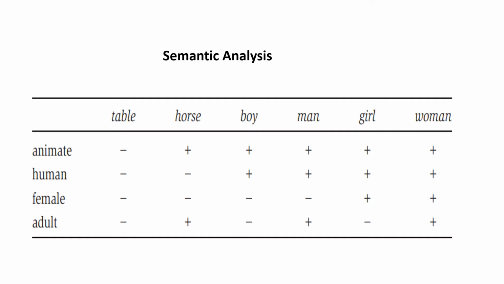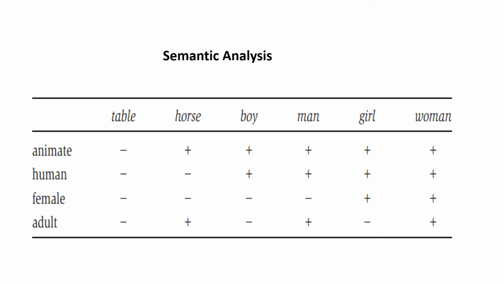Next one is horse. It's animate. Animate means alive. Yes, it's animate. Next, human? No, it's not human. Next, female? No, not female. Adult? Horse, yes, it's adult. It's a grown-up horse.